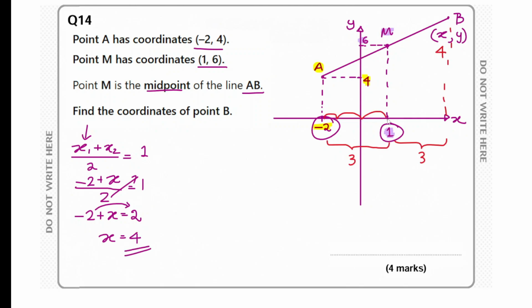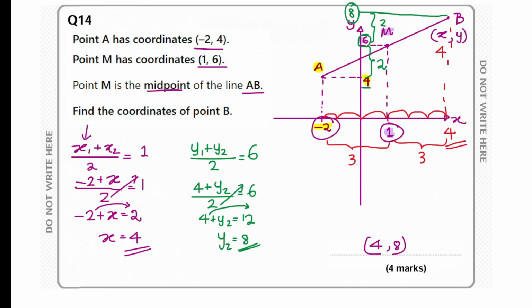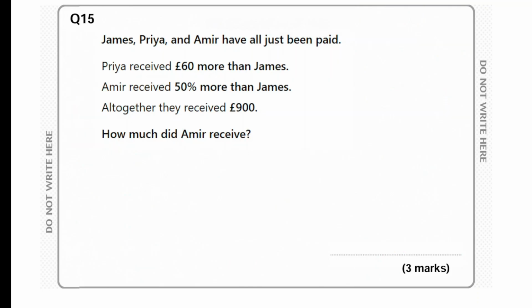So let's do the same thing for the y coordinates. So here's the final answer. The coordinates of point B: your x coordinate is 4, y coordinate is 8. So 4, 8 with brackets. Here's the next question. Please pause the video and give it a try.